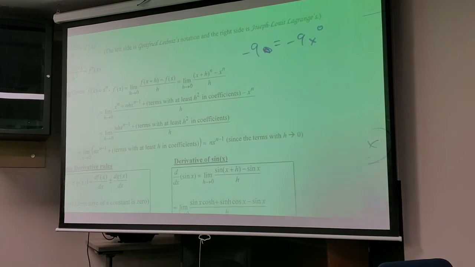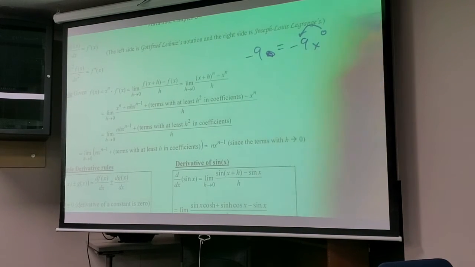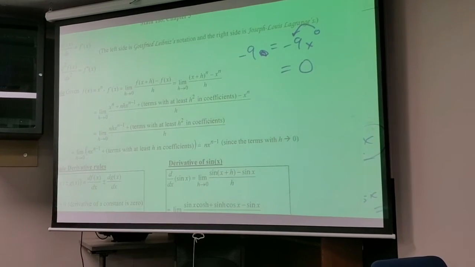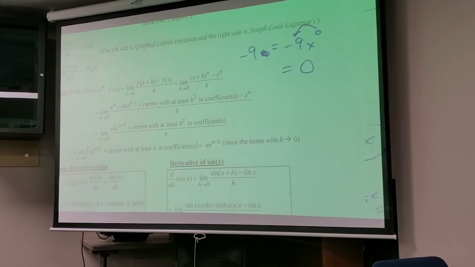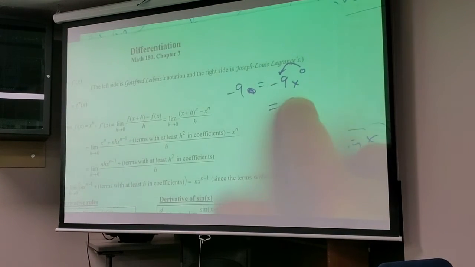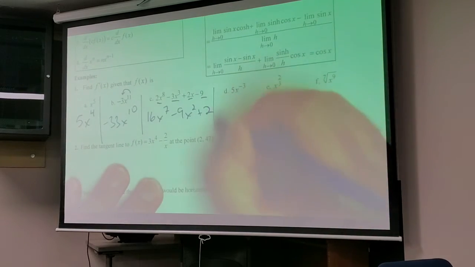What would the derivative do? 0 times I don't care is 0. Done. Did I really need to do that? We all know the derivative of a constant is 0 because it's flat. But still, I want to show you how that still follows the rule. Okay. What about this one here?